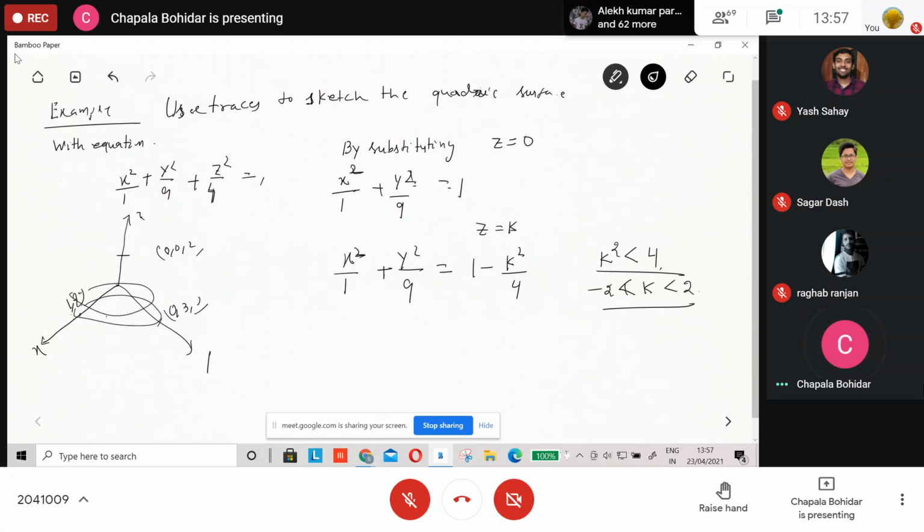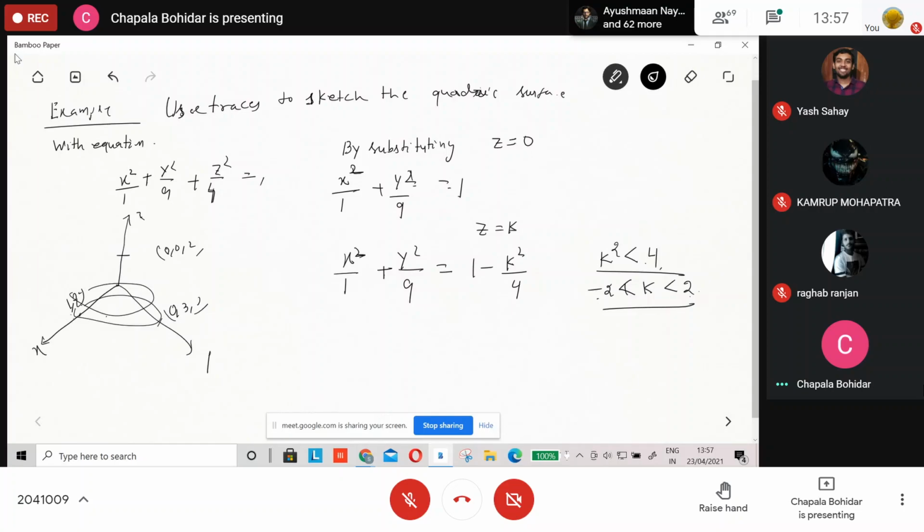Clear? If I put k is equal to 4, then k square is equal to 4, and we will get 0. I am not getting an ellipse. So it is x square by 1 plus y square by 9, where the value of k square is always less than 4, meaning k lies in between minus 2 to 2. Is it clear?